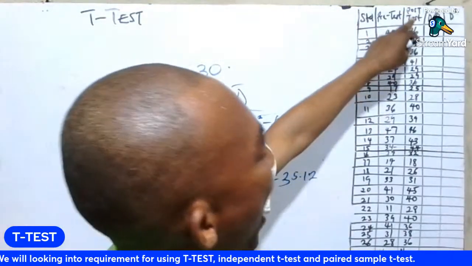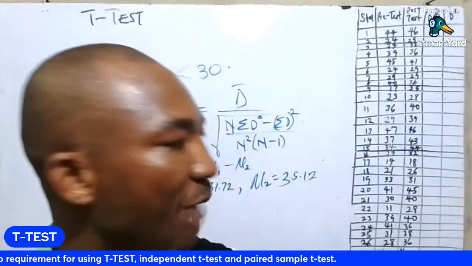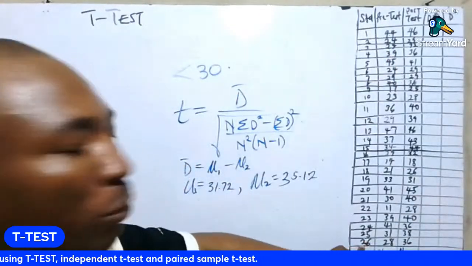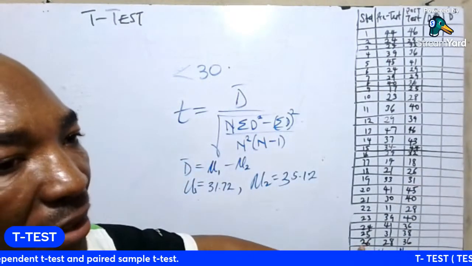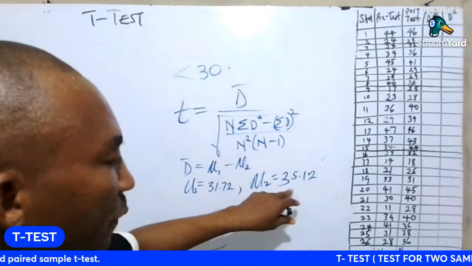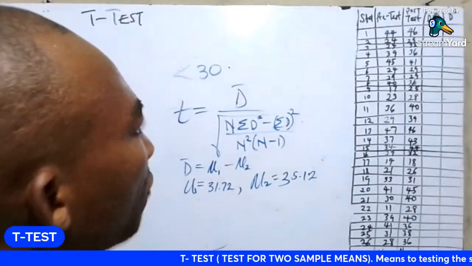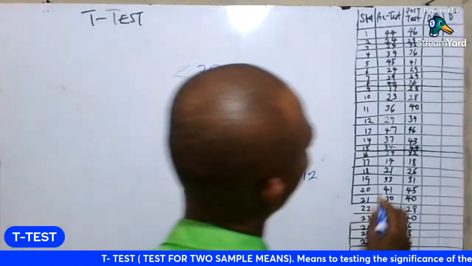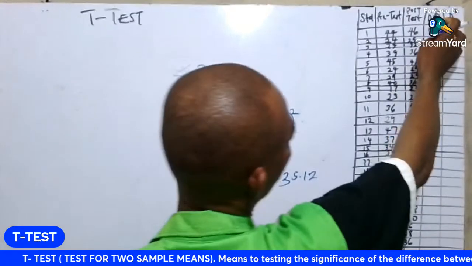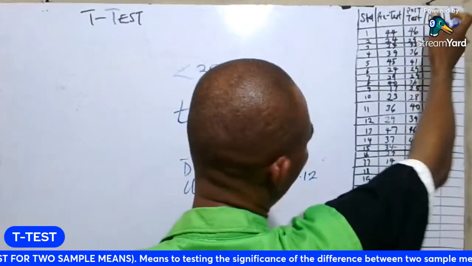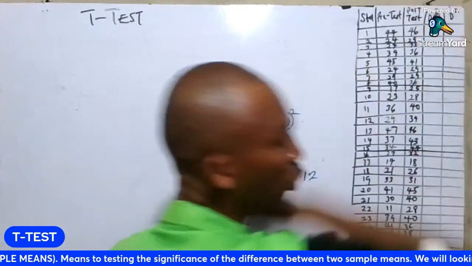That is after you add everything here and you divide it by the sample, which is 26. So I got 35.13. So I've got that. So since I've got that now, the next thing for me to do is to find the difference between the pre-test and the post-test. That is the difference between the group.